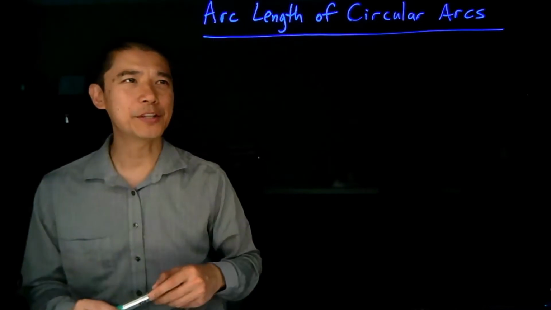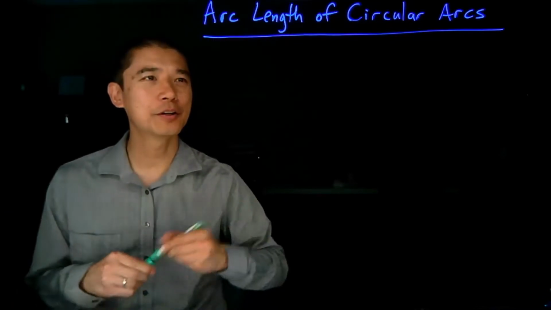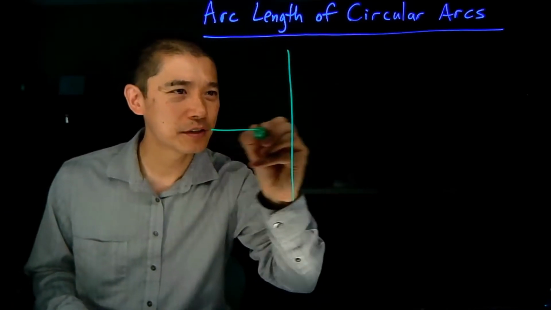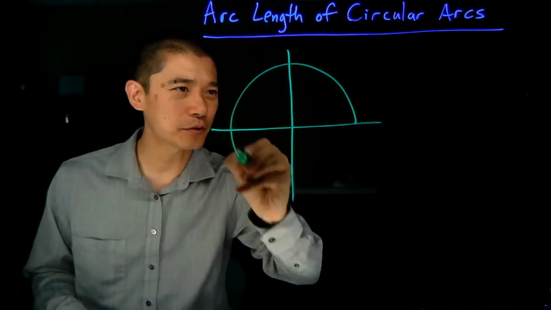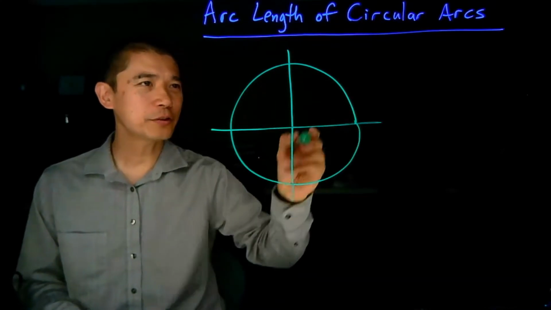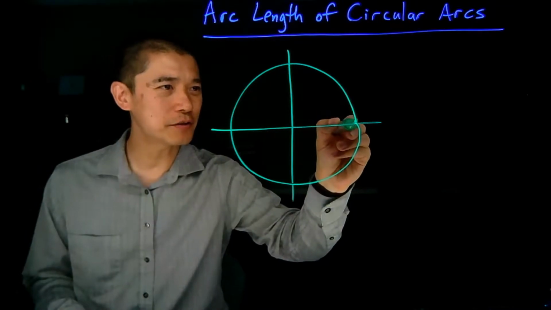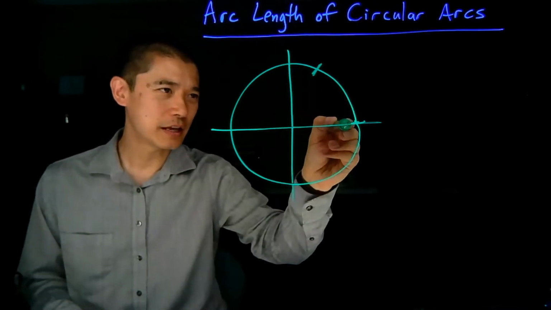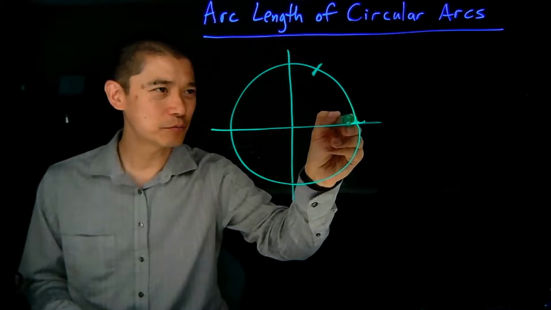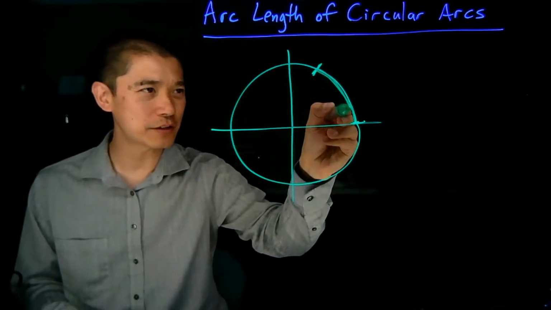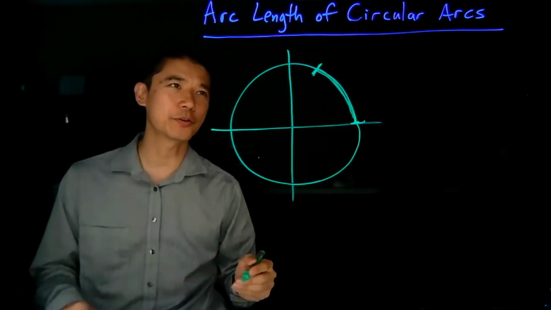We're going to be thinking about the arc length of a circular arc. What does that mean? We're going to start off with just a circle. A circular arc is any portion of the circle of a fixed radius r, where this thing traces out part of that circle. And that's what we mean by a circular arc.